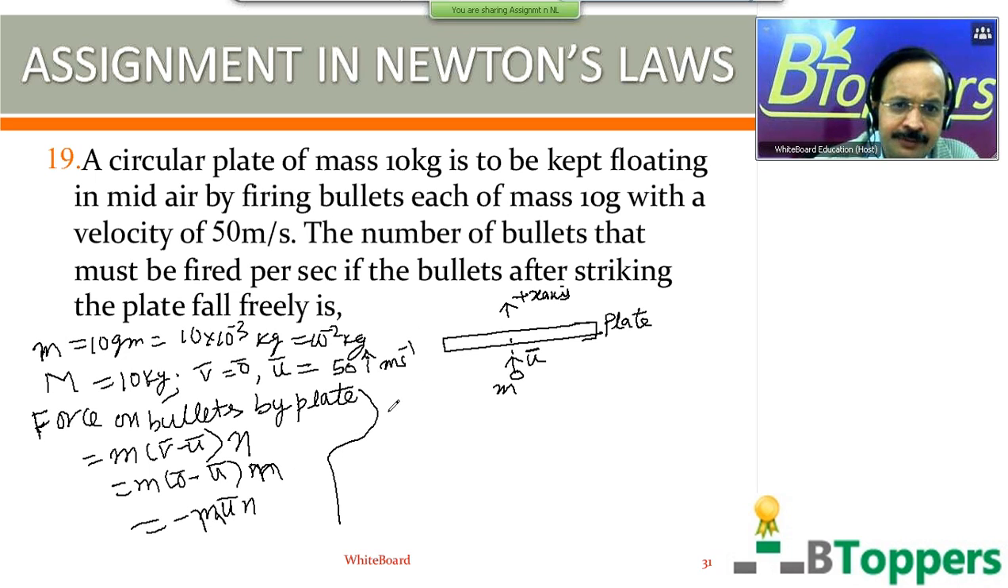So from Newton's third law, the force on the plate by bullets must be equal in magnitude but opposite in direction to the force on bullets by the plate. So you can write m u bar n. That means it acts upwards. I denote this force by F bar.